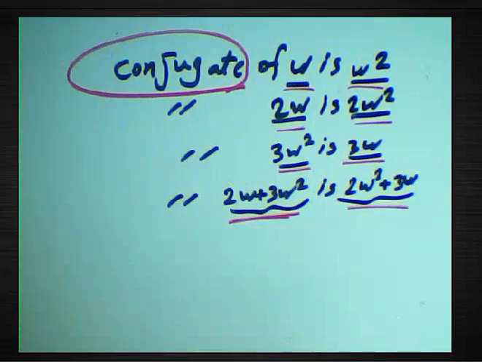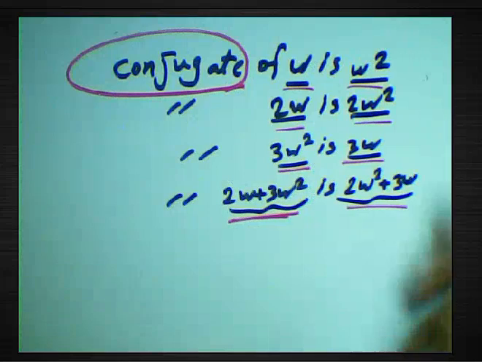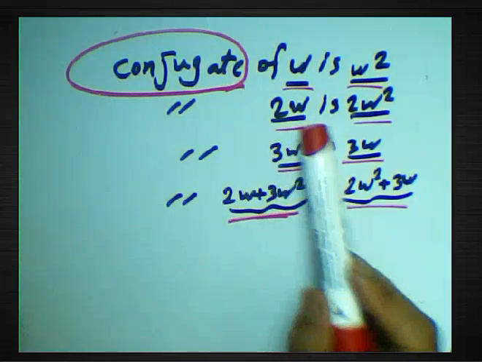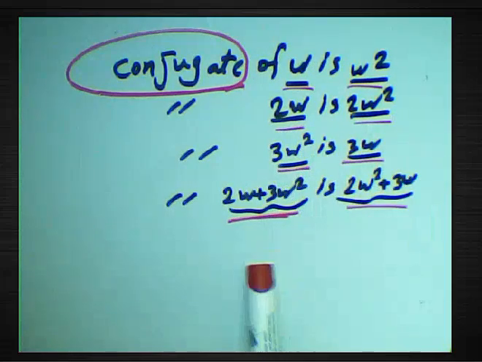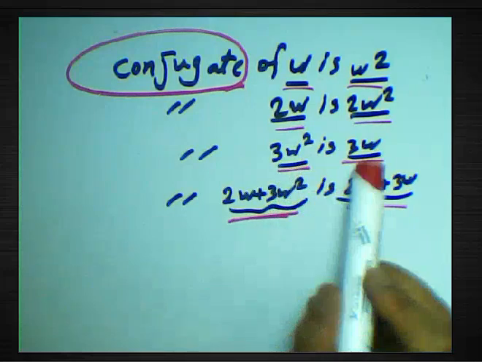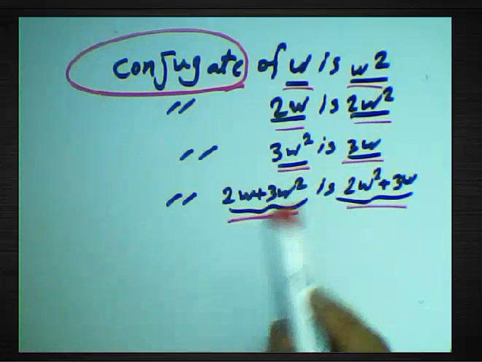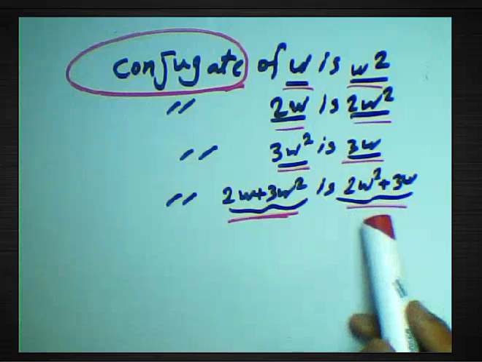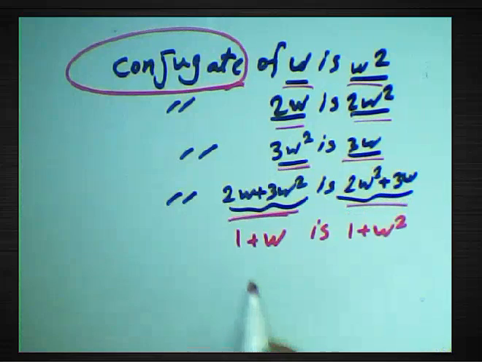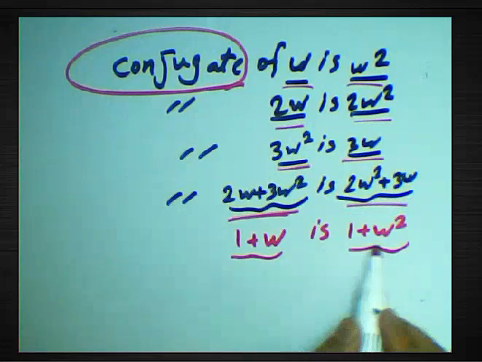Conjugate of omega is omega square. Conjugate of 2 omega equals 2 omega square. Conjugate of 3 omega square is 3 omega. Conjugate of 2 omega plus 3 omega power 2 is 2 omega square plus 3 omega. Conjugate of 1 plus omega equals 1 plus omega square.